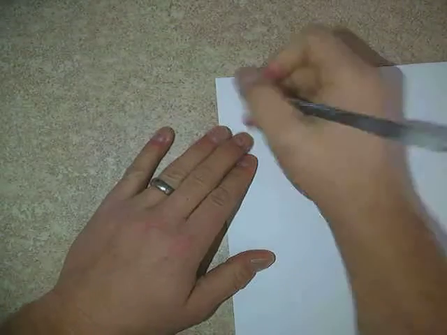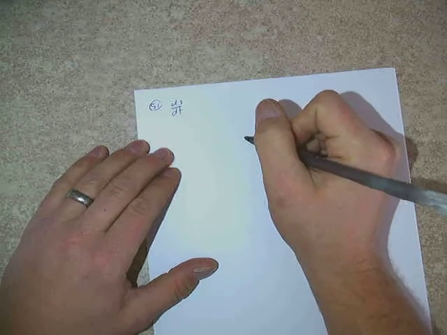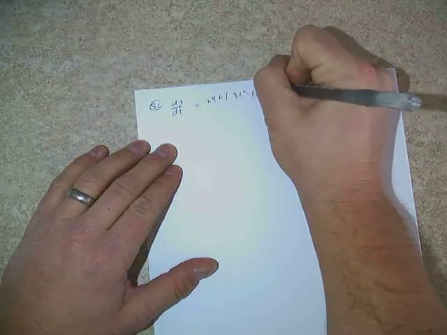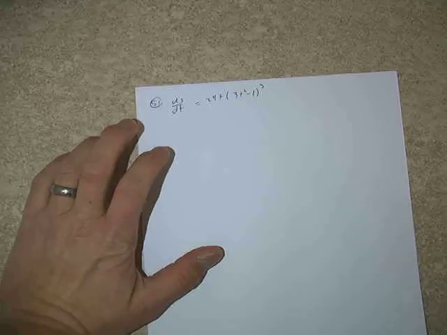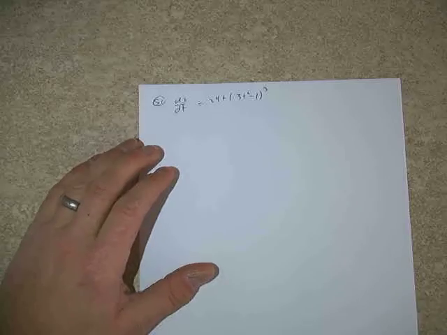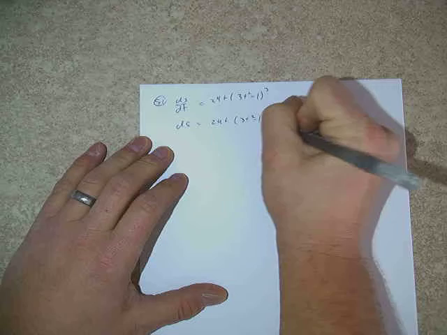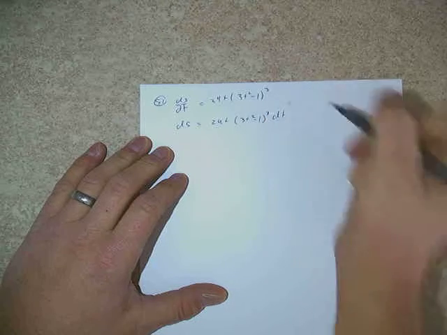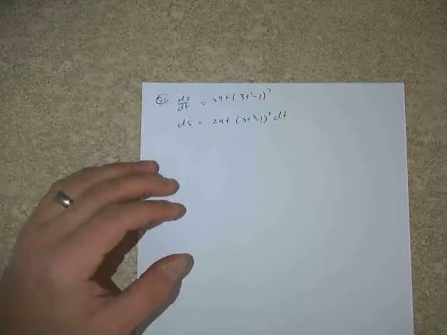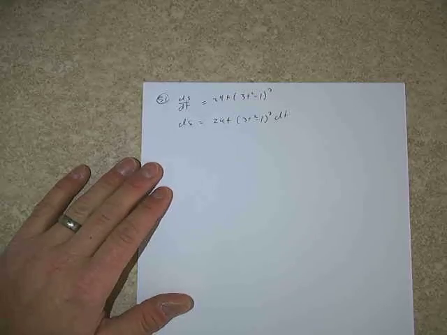On 51, we have a differential equation, ds dt, and the differential equation is 24t times 3t squared minus 1 cubed. It's also an initial value problem. They give us that s is 0 when t is 0. If we do our separation of variables here, we're going to get 24t times 3t squared minus 1 cubed dt. There are no s terms at all, so this really is separation of variables, but we don't really need to. This is one of the simpler kinds because there's no s part here.